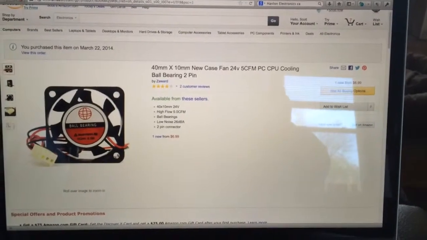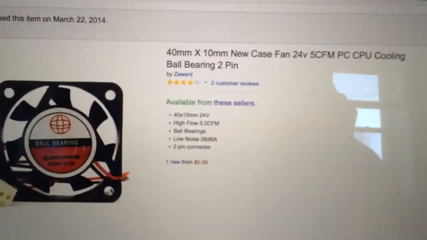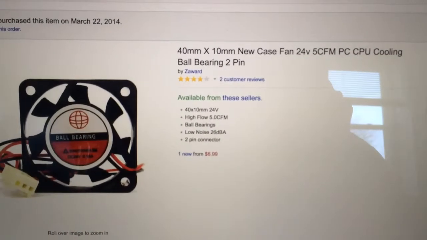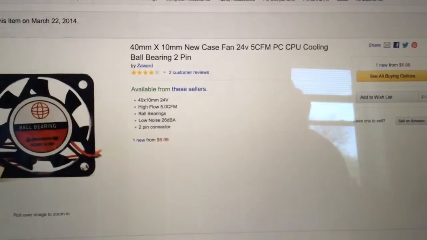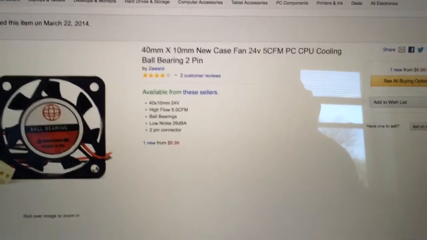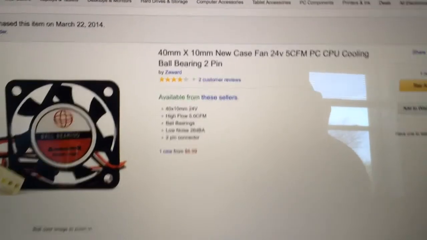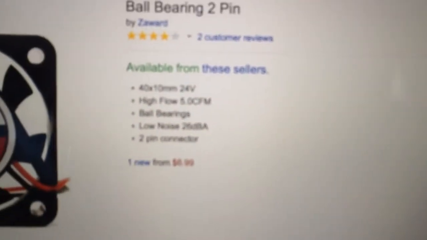So today we're going to do a quick review of different fans that I tried with the Replicator 2 Makerbot 3D printer. This one here, I actually purchased for $6.99 plus shipping. I think it came to about $11.50.